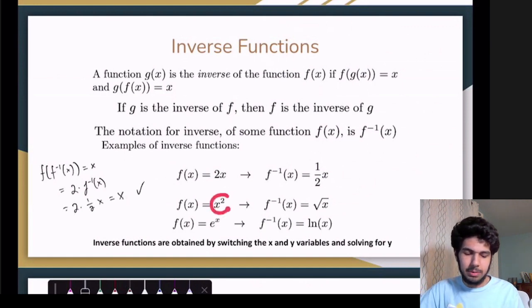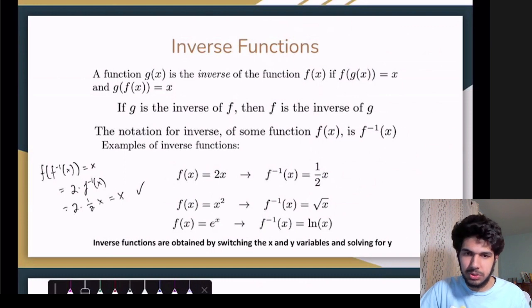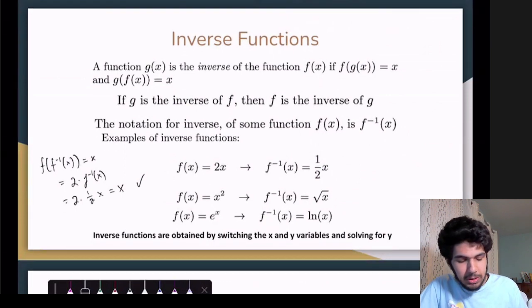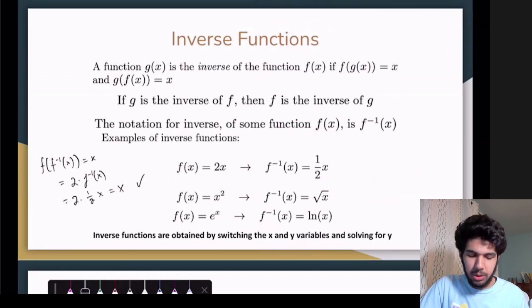And we can do the same thing here with this. Square root of x squared is x. Similarly, e to the ln of x is also equal to x. And we can obtain inverse functions by switching the x and y variables, where this is sort of our y, and then solving for y.